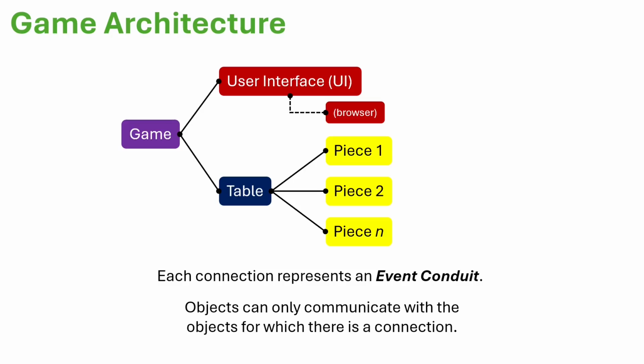And the reason I did it this way is I wanted to be able to keep each of the objects as separate as possible so that I would be able to create unit tests for them. In this particular case, I could completely remove the user interface and deal just with the pieces, the table, and the game. And that allows me to test everything without having to worry about whether I have a DOM available or not. So the game architecture is very simple: the game, the table, the pieces, and the user interface.